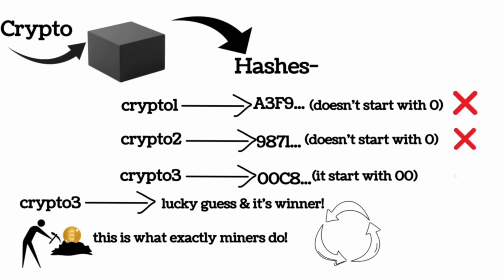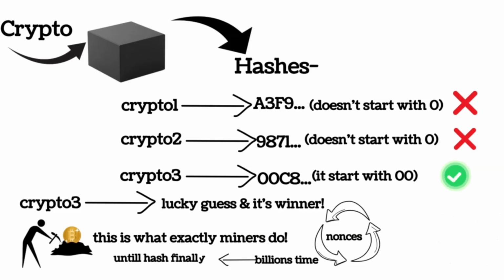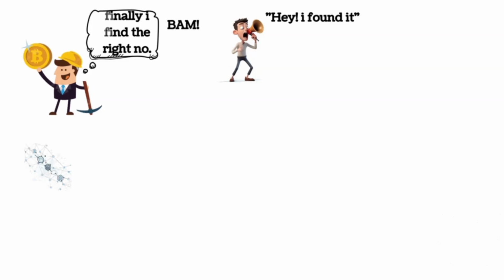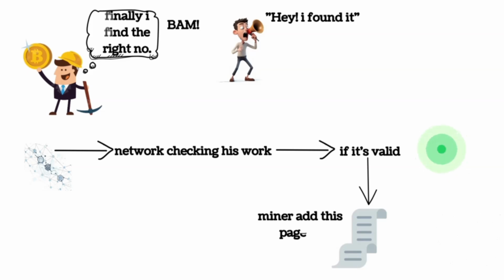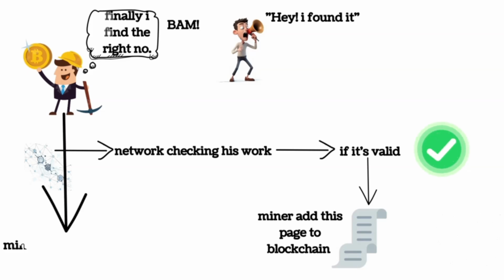That is exactly what miners do. They keep changing their number, that is the nonce, billions of times until one of the hashes finally starts with enough zeros. It is basically like playing the lottery with billions of tickets every second. When a miner finally finds the right number that gives a hash with the correct number of zeros, bam, they shout to the entire network that hey, I found it. The network checks their work, and if it is valid, that miner adds the page to the blockchain and they get rewarded with some Bitcoin.